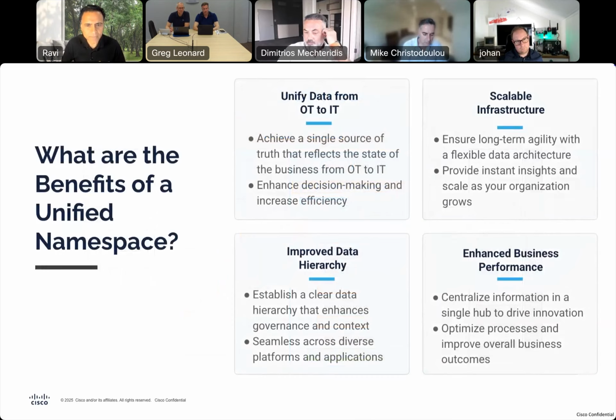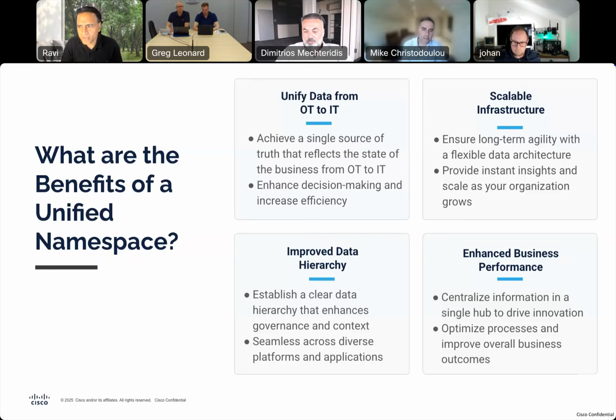And when you look at the benefits of unified namespace, we already talked about unifying data from OT to IT to create that single source of truth that reflects the true state of the business. It helps enhance decision making and makes it more efficient because you're not making guesswork based on data that may not be the most up to date, or data that is not cleansed, consolidated or normalized. You're making decisions based on data that you can trust.